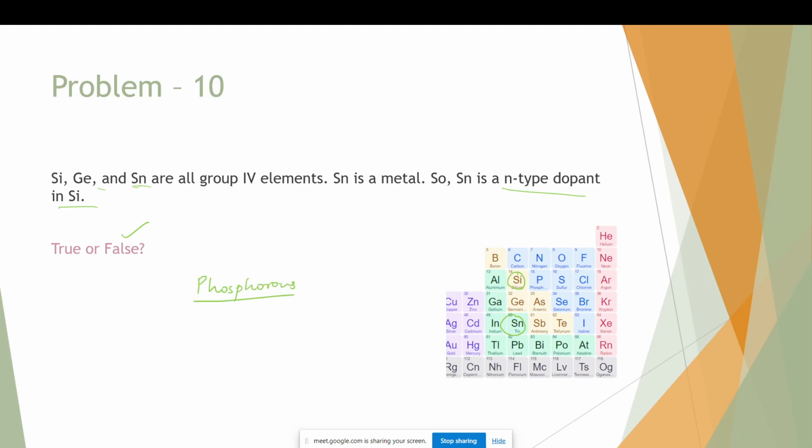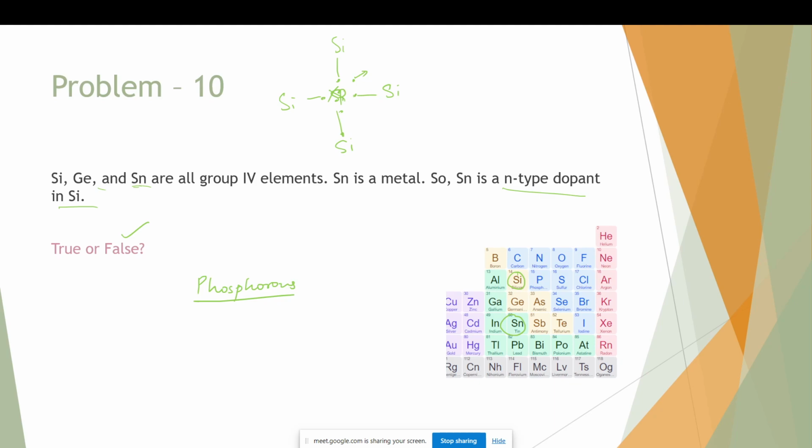For the others, I'll just explain. Silicon has four valence electrons, so it forms four bonds with the neighboring silicon atoms. To make it an n-type dopant, if instead of silicon I put a phosphorus, then it will have five valence electrons. So this extra electron will be free.